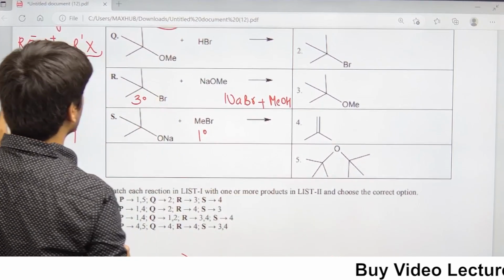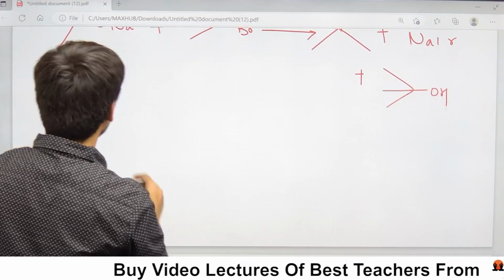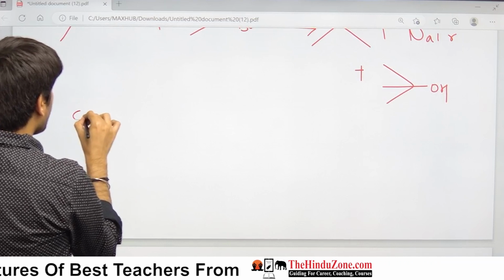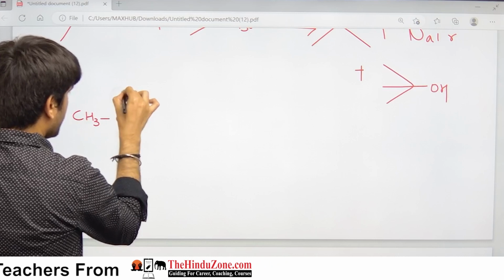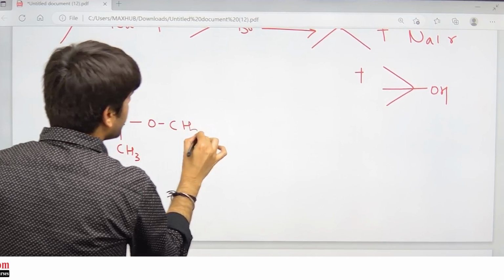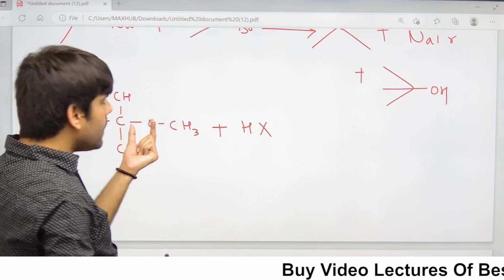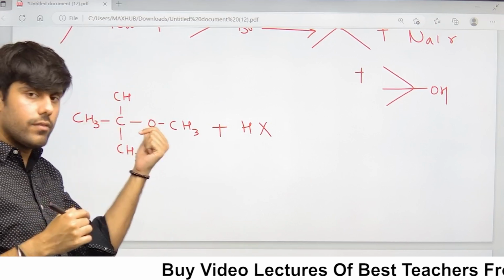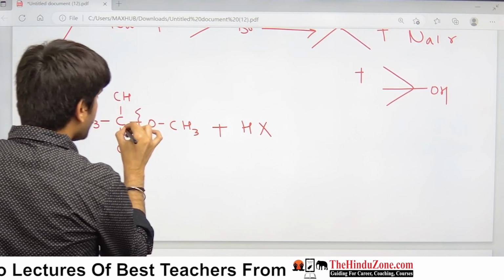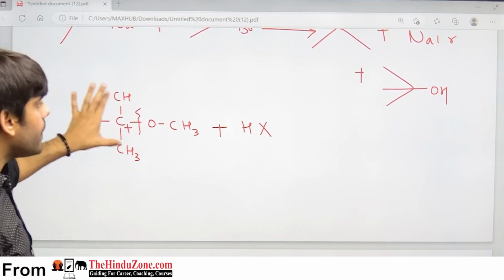Let us discuss this Q option. So this is the reaction of an ether with hydrogen halide. So you know that suppose I have an ether like this, this is the ether that is given in the question, and I'm reacting it with HX. So basically, I will see the bonds around this ethereal oxygen. If I break this bond like this, I end up getting a positive charge here, and this is your stable 3 degree carbocation.